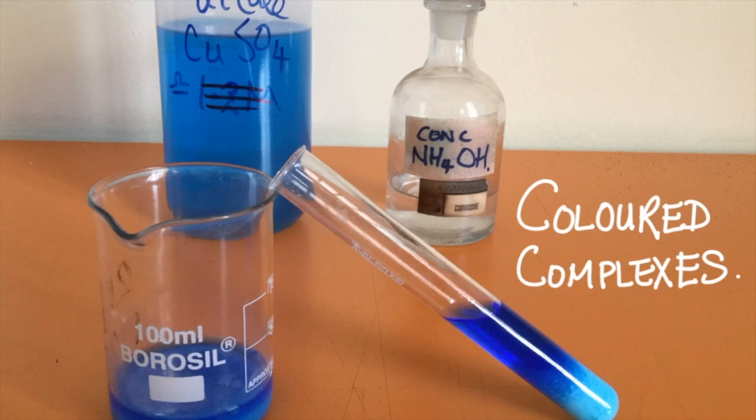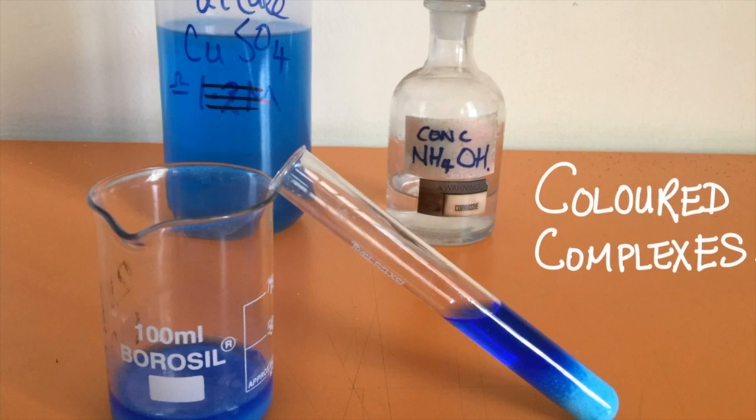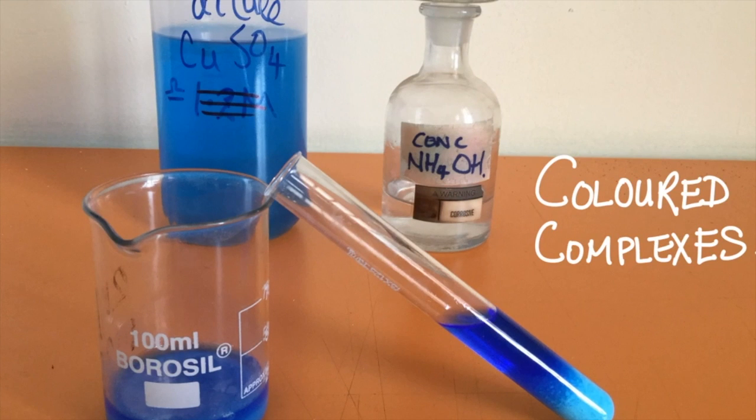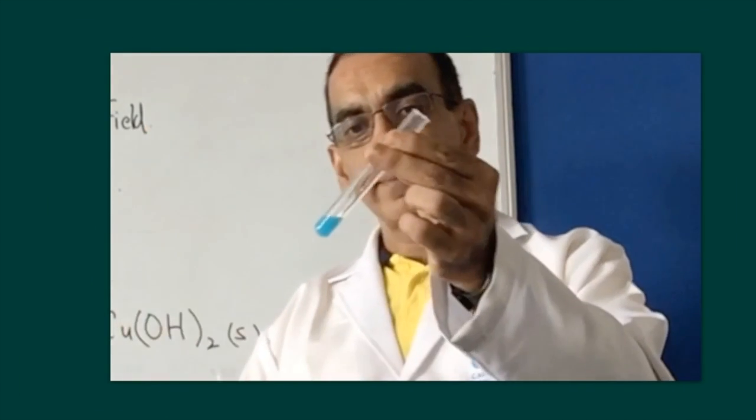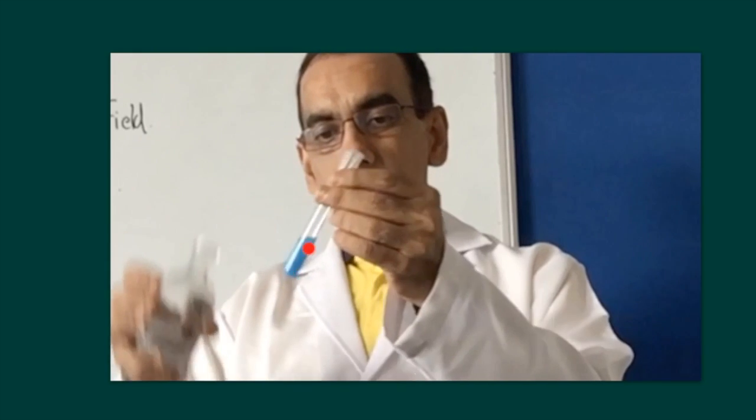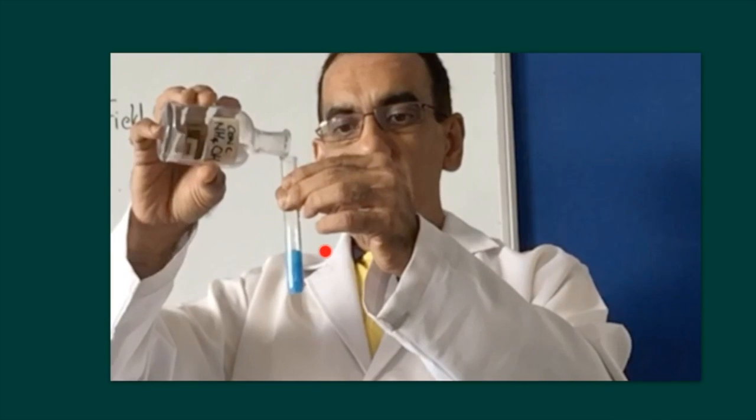Welcome again. Today we look at topic 13.2 for IB Chemistry, colored complexes. Looking specifically at this example where a solution of ammonium hydroxide is added to copper sulfate. Here you can see ammonium hydroxide is being added to copper sulfate. A bit more, and then you can see a precipitate forming, copper hydroxide.